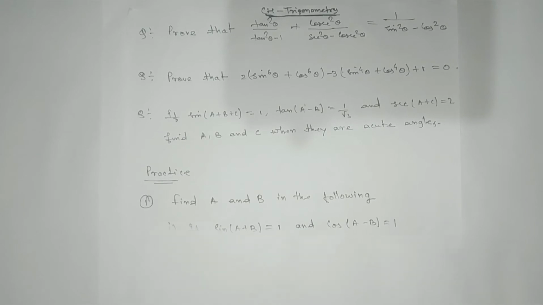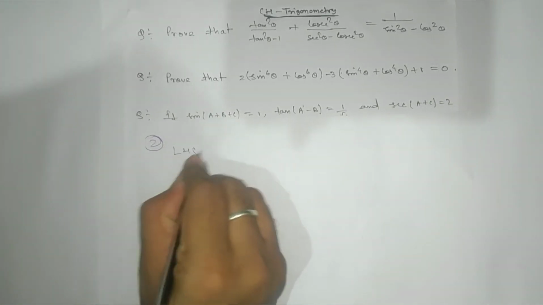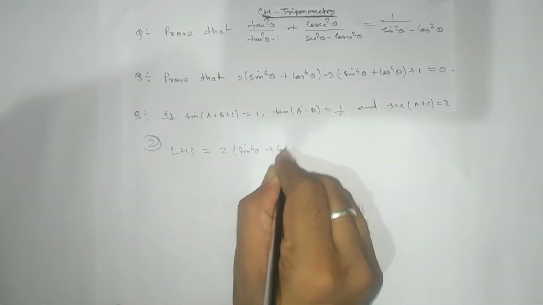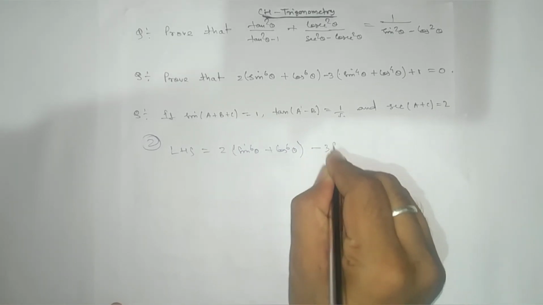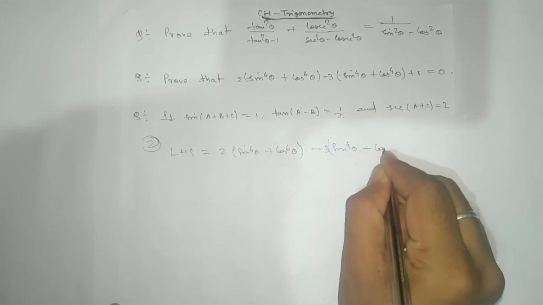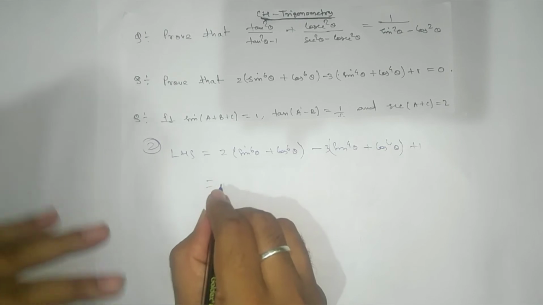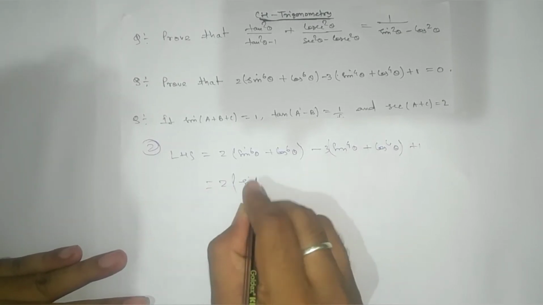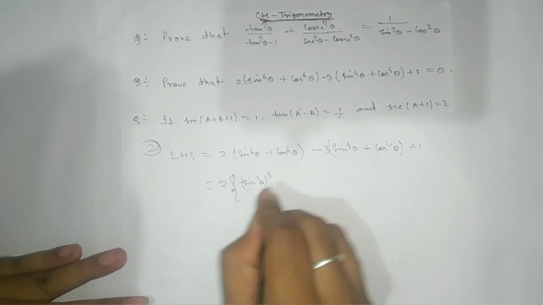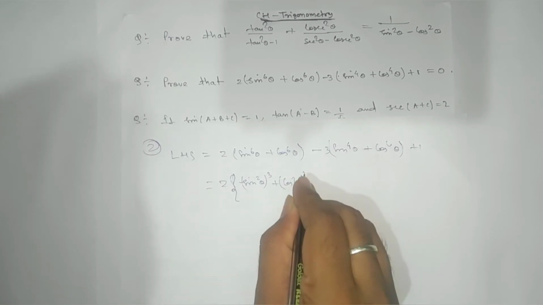So let's do here the second number. We'll take the second number, LHS, that is 2 into (sin^6 theta + cos^6 theta) minus 3 (sin^4 theta + cos^4 theta) plus 1. And here we'll break it in this form. We can write 2 times (sin^2 theta) the whole cube, okay, we'll use a curly bracket, plus (cos^2 theta) the whole cube.